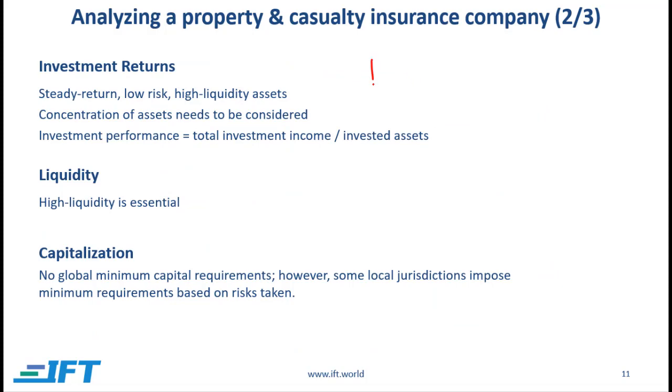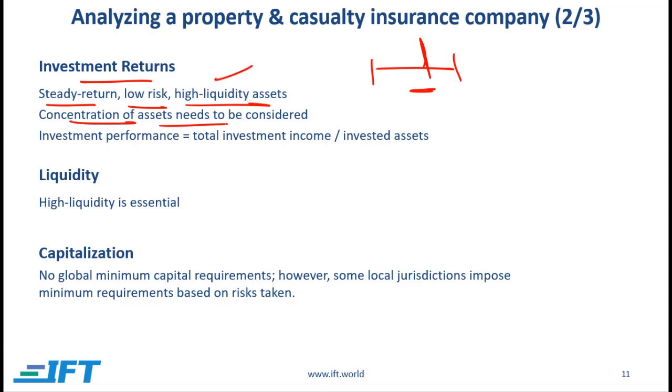Given the fact that these contracts are typically for a year and the claims can be quite unpredictable, we just talked about the fact that the claims can be quite lumpy, which means that many claims can come in a short period of time. So this means that the investments need to be relatively safe. The investment returns should be steady. We need to take low risk, and our assets should be very liquid. And again, this is because we can have claims coming in at any point in time, so our investments need to be safe and liquid.